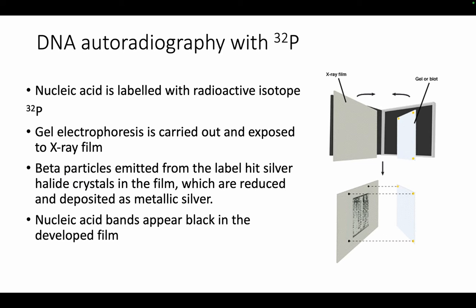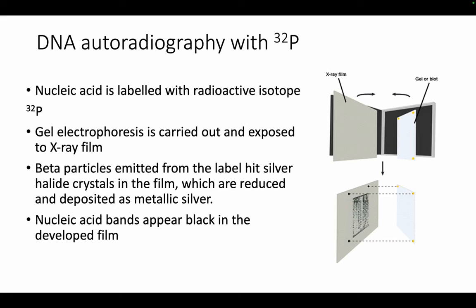So one was something called DNA autoradiography. So we just discussed ways in which we can detect proteins. And this is another method which is commonly used in nucleic acids for how to selectively detect your nucleic acids.